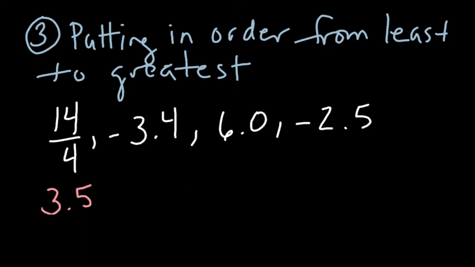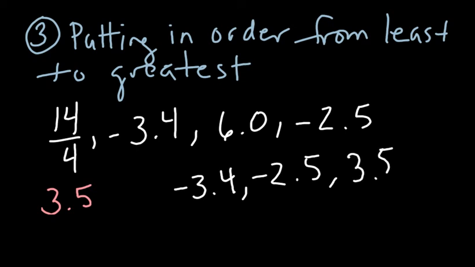When I put them in order, I'm going to remember that this is 3.5, but I'm going to write this number down because it didn't ask me to put the number I changed in order. It asked me to put these numbers in order from least to greatest. So which one is the smallest? You're right. If you said negative 3.4, that's the smallest. Then what? Negative 2.5. Right. Then what? 3.5. And then 6.0. Great.